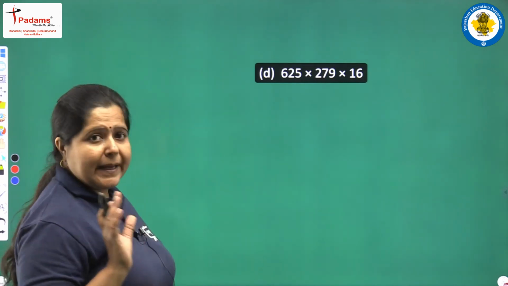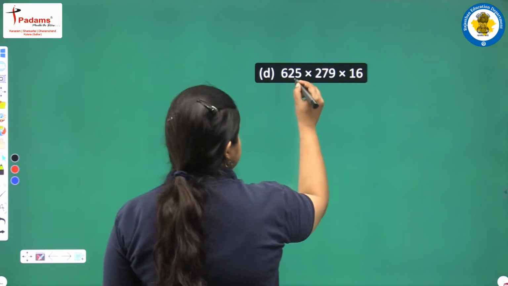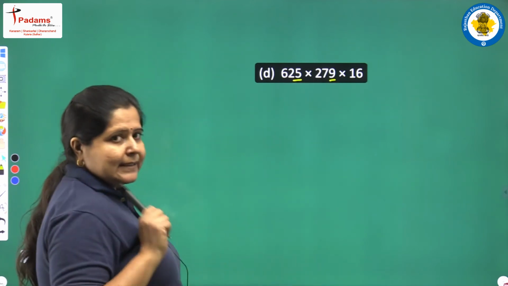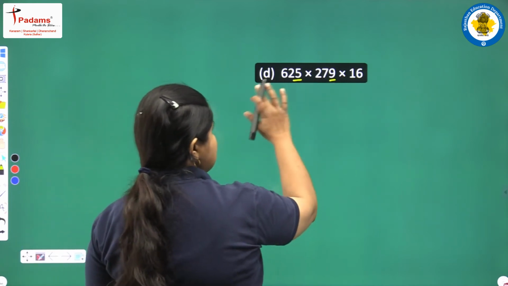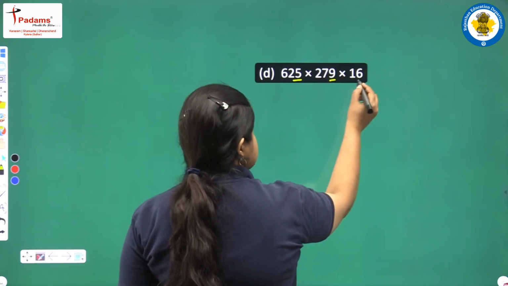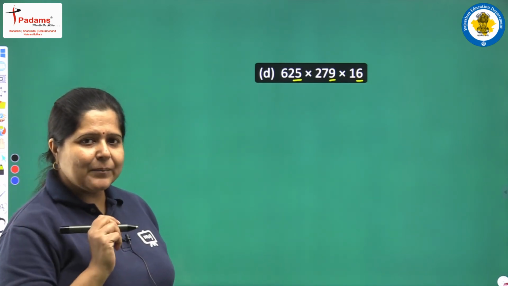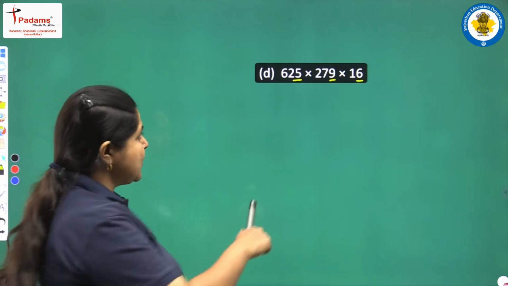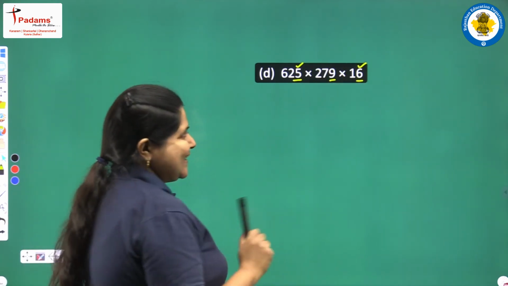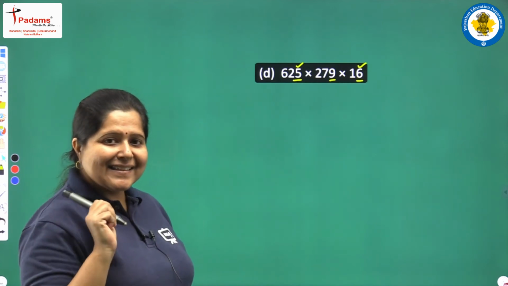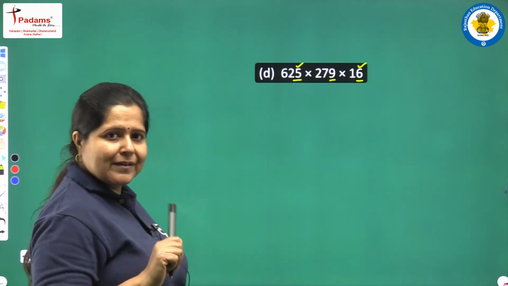Again we need to pair up any two numbers first out of these three numbers. Clearly 5 9s is 45. The answer is not getting a 0 at the back, so we will not choose these two numbers first. Then 9 6s is 54. Again we are not getting a 0 at the back, so we will not take up these two numbers. Then 5 into 6 is 30. Yes, and it's 0 at the end, so we will pair up these two numbers together first.